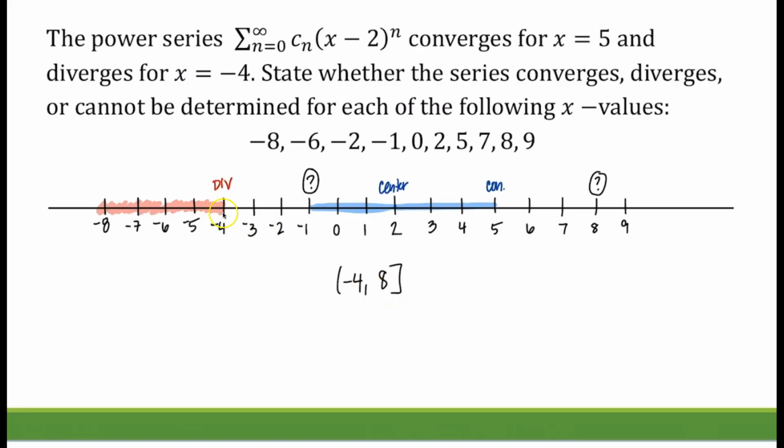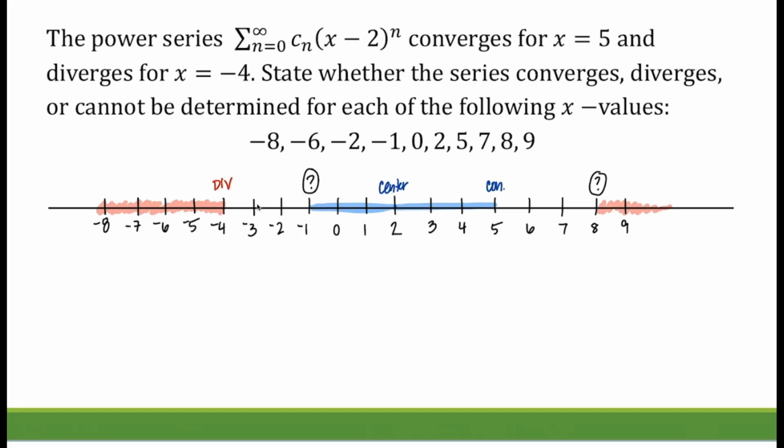I know for sure it diverges at -4, but on the other side, using symmetry, the radius of convergence could be 6, but I don't know what happens at the other endpoint. But outside of that, anything bigger than 8, I know has to diverge. So I'm going to highlight that part red over here. So all of those values have to diverge. Now, anything that we didn't highlight, those places are currently also question marks. Those cannot be determined with the information that is given.